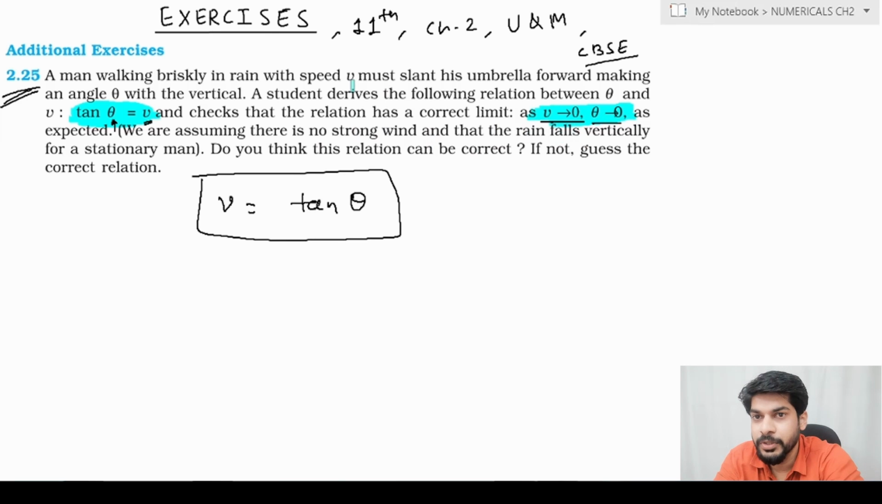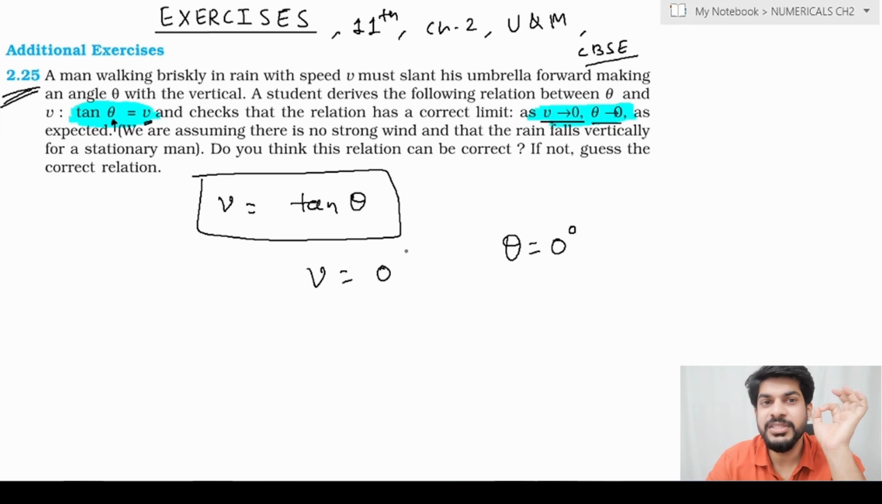You can check here. If you put theta equal to 0 degrees, then v is also going to be 0. So there is no problem at all. This equation is perfect from the point of view of the limits that he has chosen, but we have to actually find out whether this is correct or not.